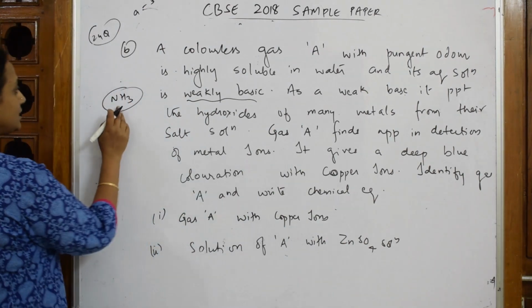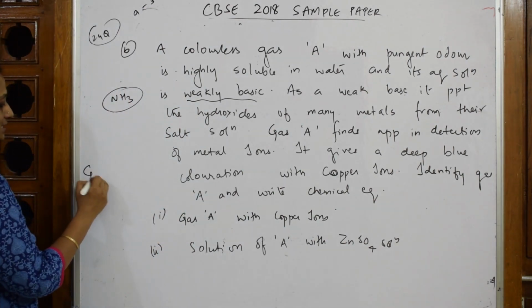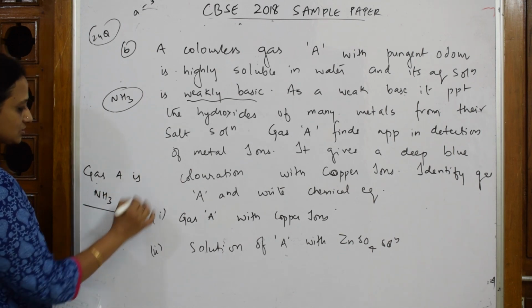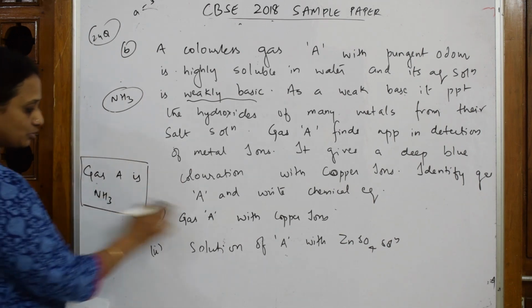Then identify gas A with copper ions and write the chemical reaction. Okay, I have identified gas A. First you will write: gas A is ammonia. This is your answer. Now start using this ammonia here.